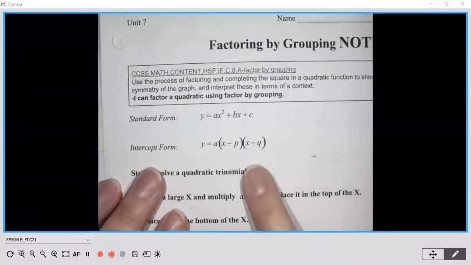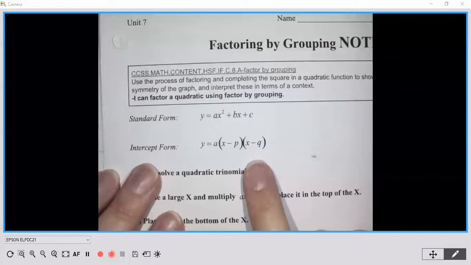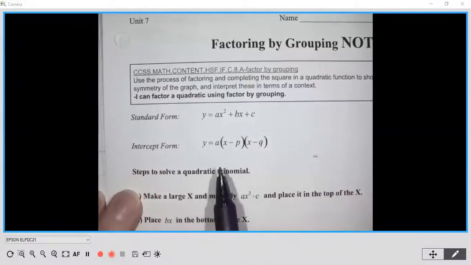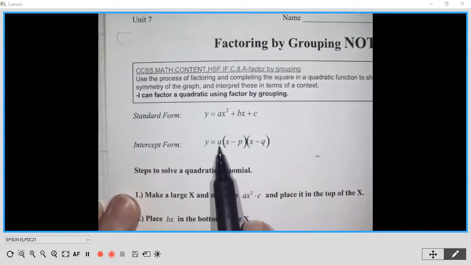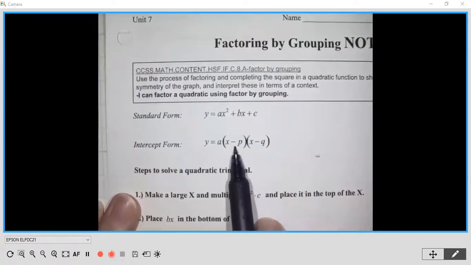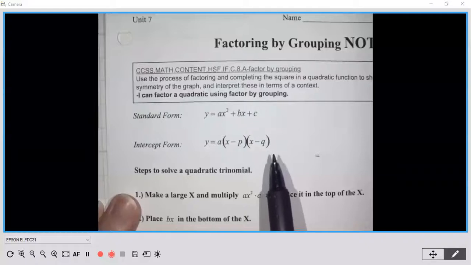When we graph parabolas, it's helpful if we can get them into intercept form. So intercept form, which we're going to be beginning to work with, is y equals a times the quantity x minus p times the quantity x minus q, where p and q are the roots.